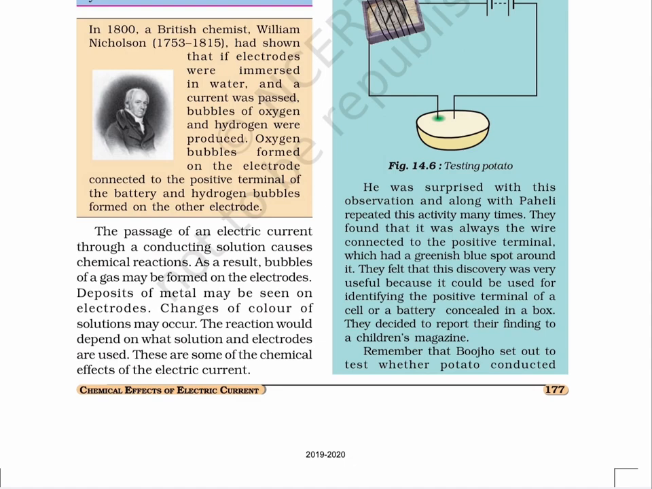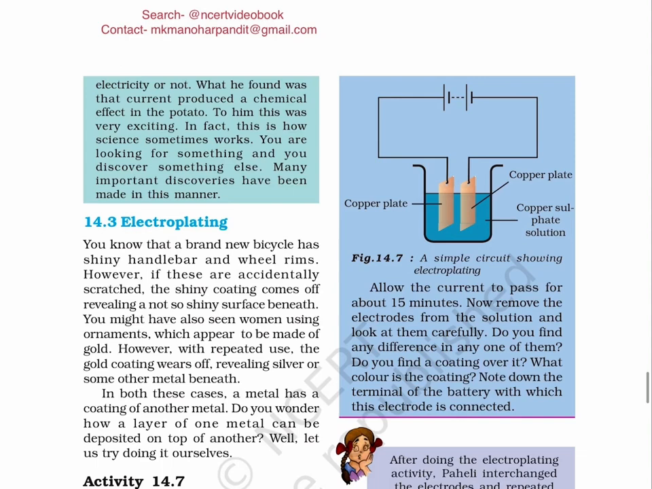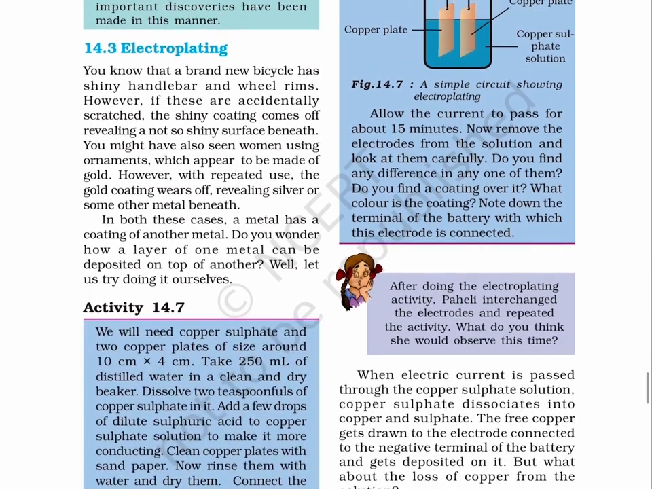Remember that Bujoe set out to test whether potato conducted electricity or not. What he found was that current produced a chemical effect in the potato. To him, this was very exciting. In fact, this is how science sometimes works. You are looking for something and you discover something else. Many important discoveries have been made in this manner. Page 178.